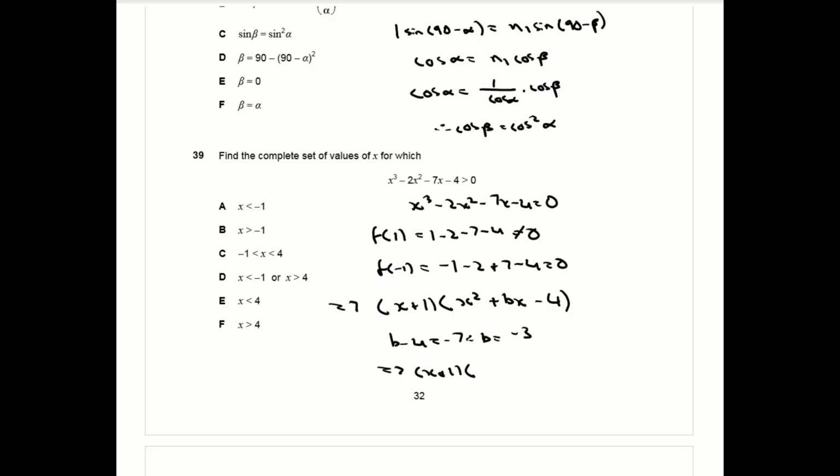You can then draw a rough sketch of the curve showing the repeated root at x is equal to minus 1 and crossing the x-axis at x is equal to 4, to find that the curve is above the line y is equal to 0 only when x is greater than 4.